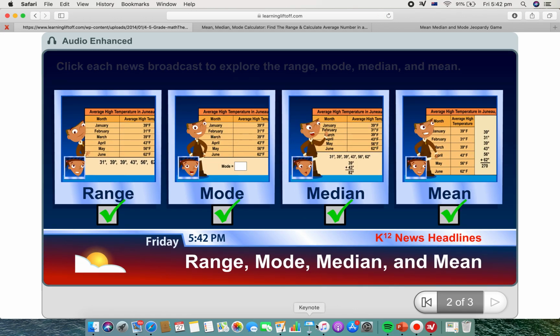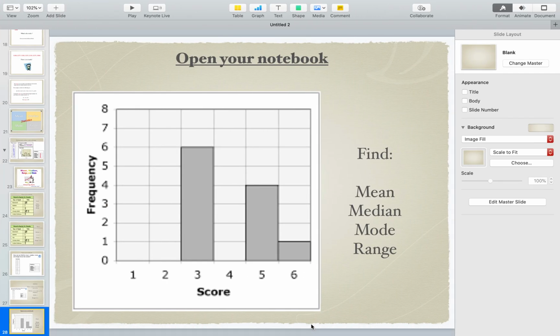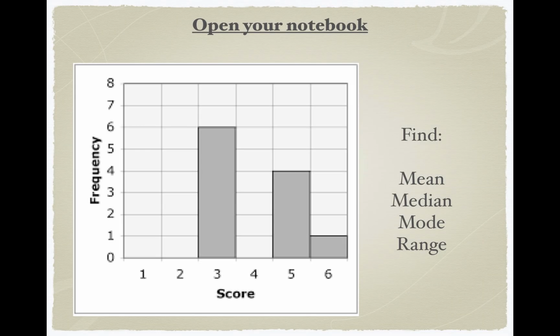Okay, so now let's continue with our questions. If you can open your notebook and see if you can do this question. So let's have a look. So this shows the score.